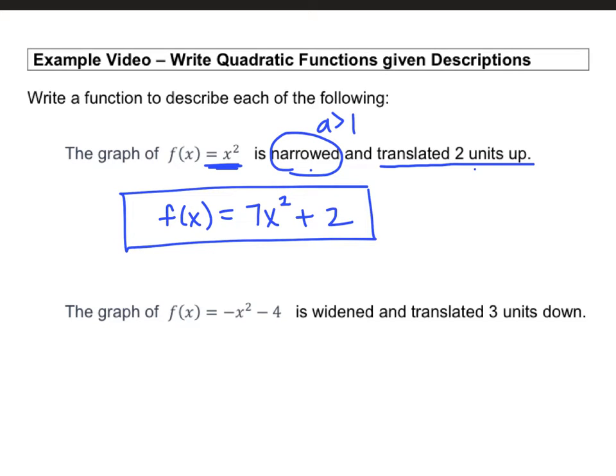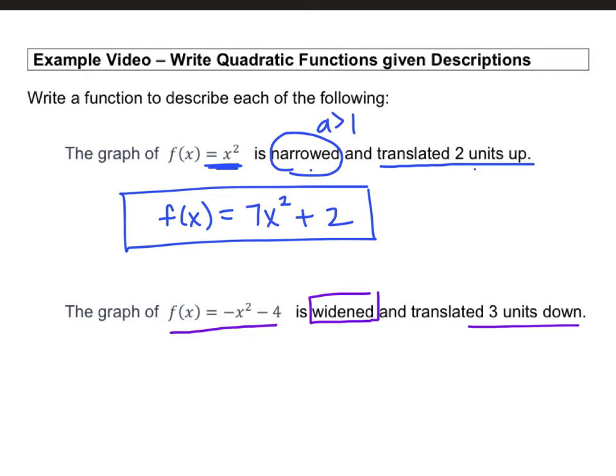Okay, so last example says the graph of f of x equals negative x squared minus 4 is widened and translated 3 units down. Okay, so when we widen a graph, our a value has to be less than 1, basically between 0 and 1. Those fractions, think 1/4, 1/2, 2/3, all those are great examples.